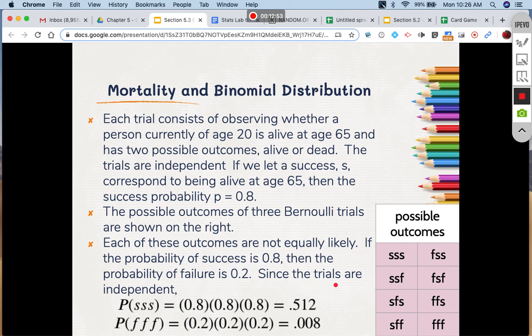Each trial consists of whether the person who's currently 20 will be alive at 65. So that's your 2 possible outcomes. At age 65, they're either alive or dead. So we're going to say success is they're alive. The probability of being alive is 80% or 0.8. They're independent because what we pick from the first person should have no effect on the second person or the third person.